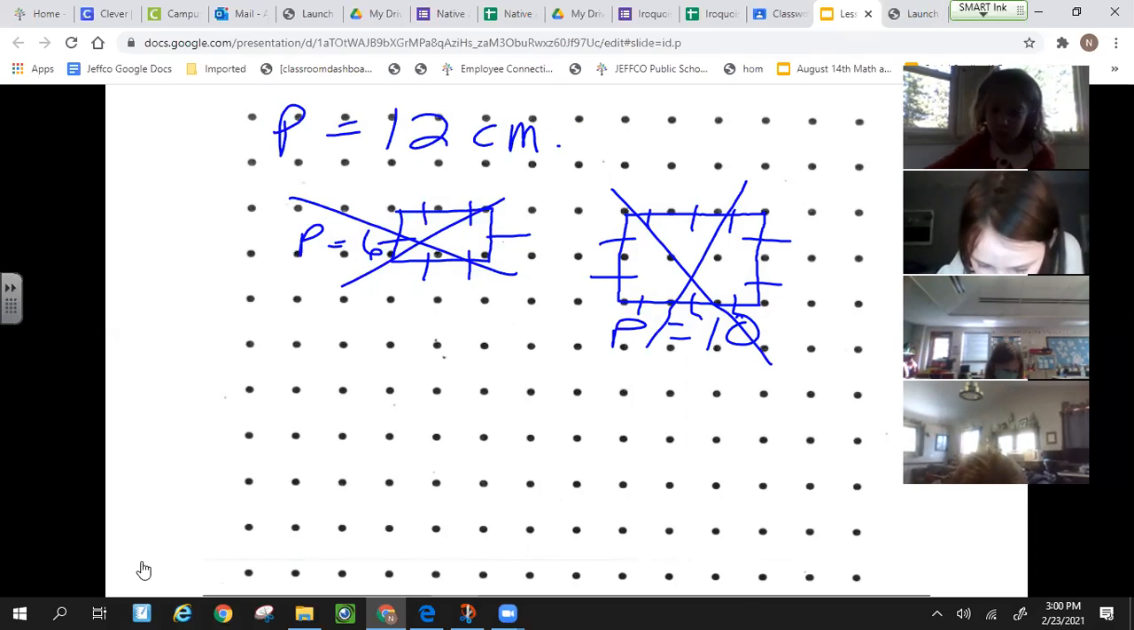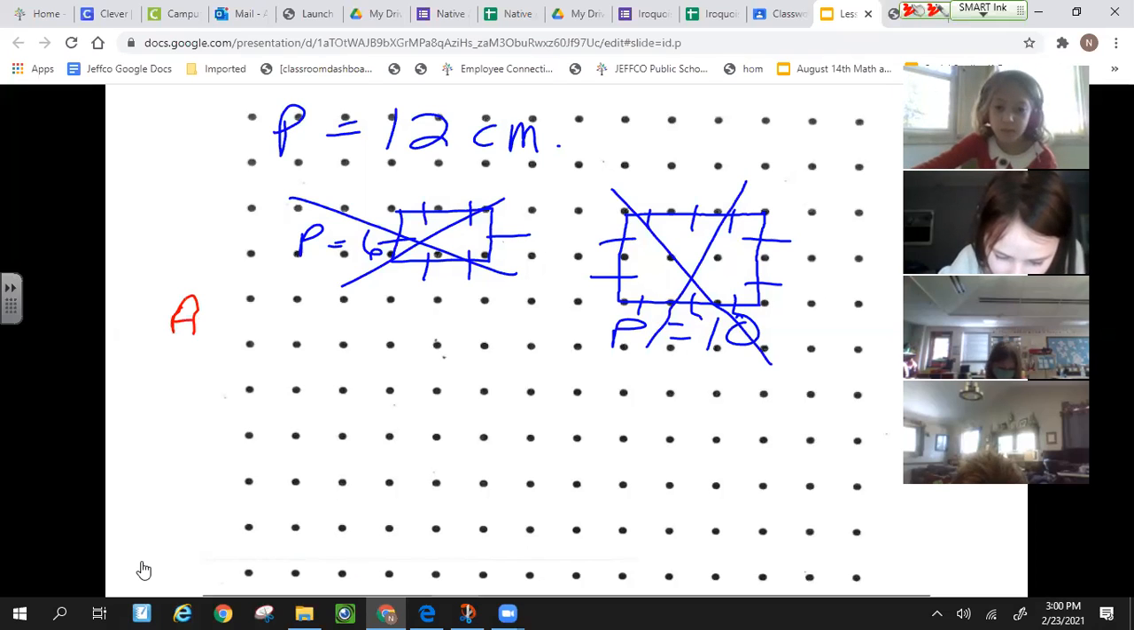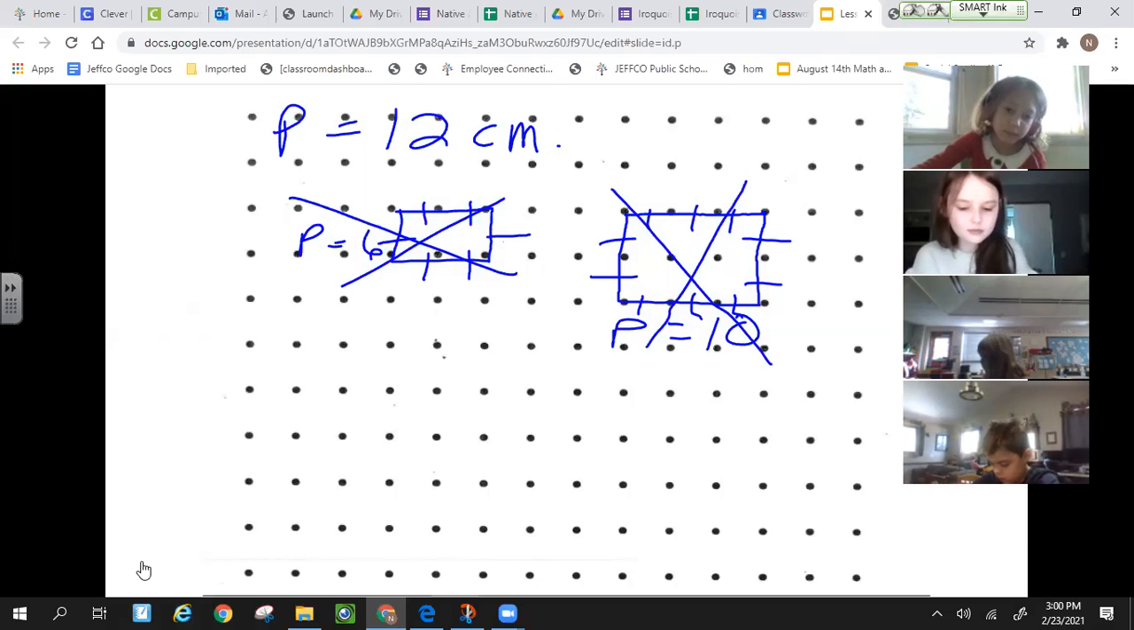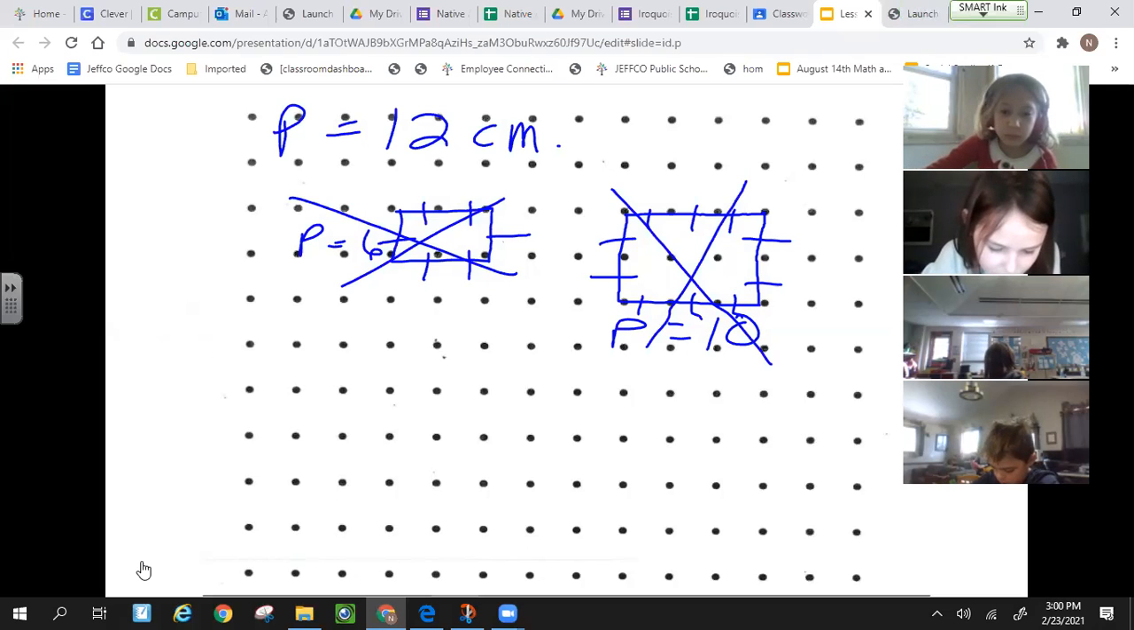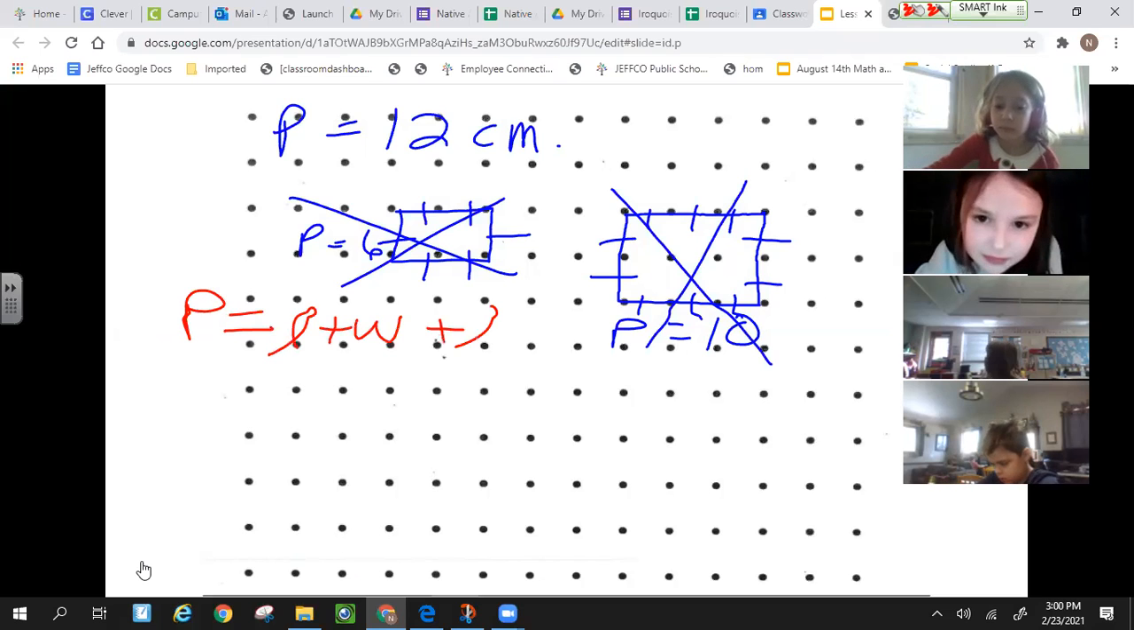Let me give you a little hint. Area equal, sorry. No, never mind. This is what I want to write. This is what I'm writing. Here, perimeter equals length plus width plus length plus width.